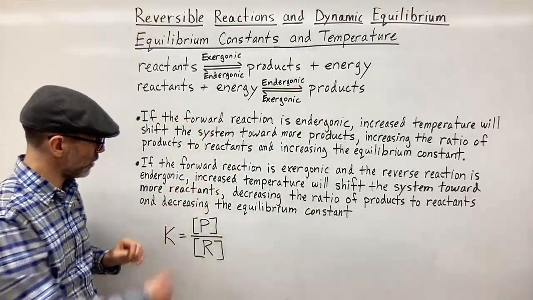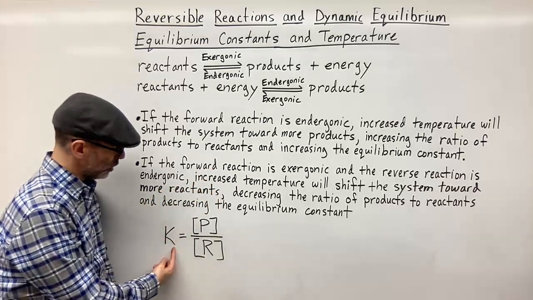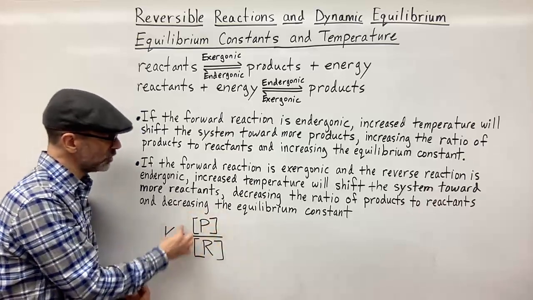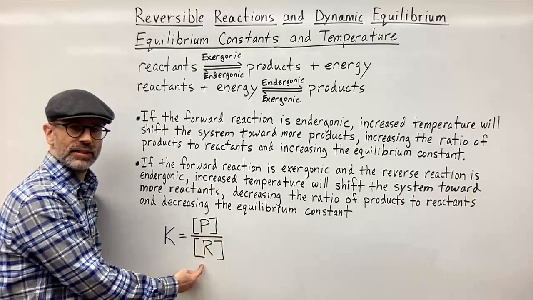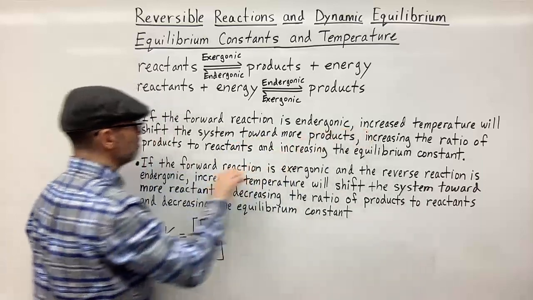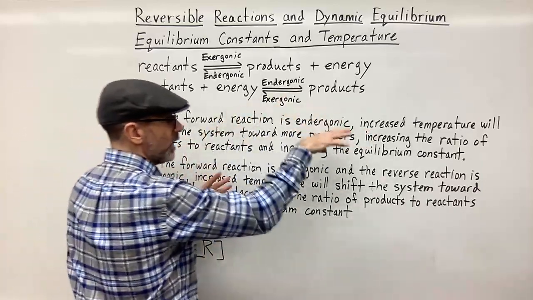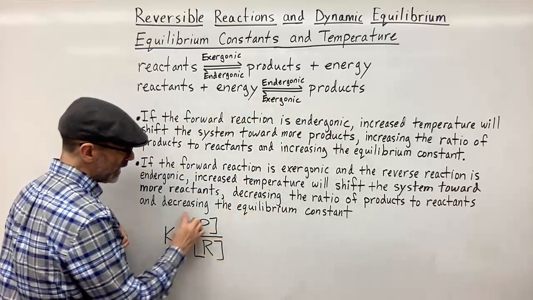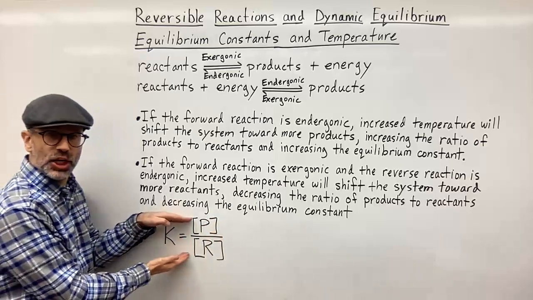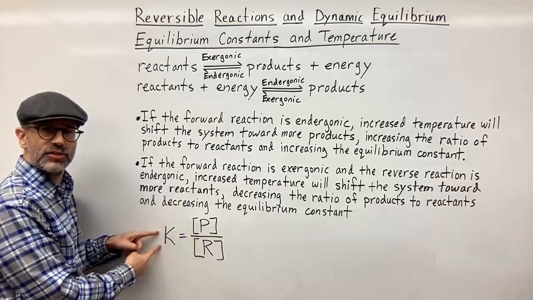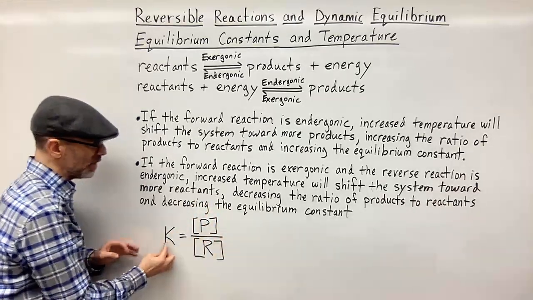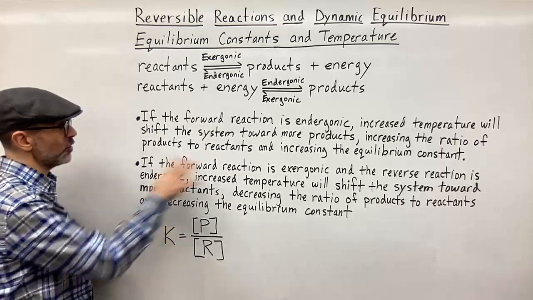That means that you're going to increase the ratio. So here, remember that the equilibrium constant, put in a very simplistic way, is the concentration of products over the concentration of reactants. So if the forward reaction is endergonic and I increase the temperature, this is going to shift the system towards making more product. If I increase the product here, then I've changed the ratio of my constant, therefore I change the constant. If I increase the product, I'm increasing the numerator, and therefore I'm increasing K. So that's what it says here.